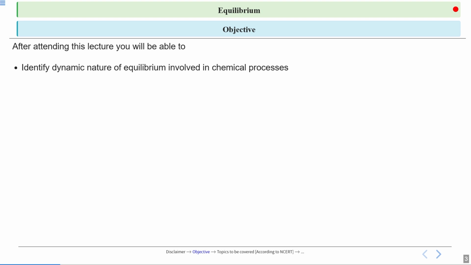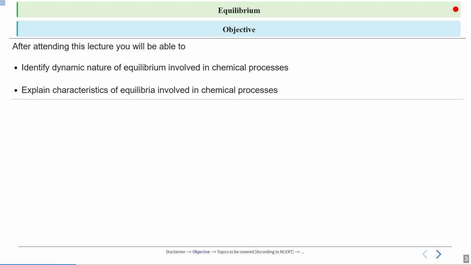Because it is easier to understand equilibrium in terms of physical process, because there you have physical things changing, like your color, or the state, and all of that is visible to the naked eye. But if you are considering the chemical process, then things become a bit complicated. So we'll try to understand that, and after understanding chemical process equilibria, we will give some characteristics of the same.